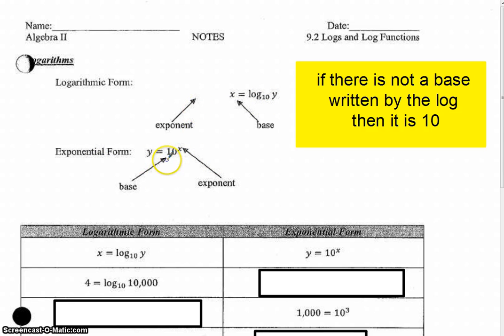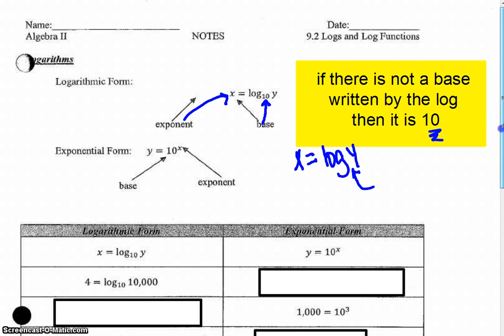Keep in mind that your base is what holds the exponent for exponential. It is what is written down low as a subscript in logarithmic. Your exponent is what's up high in the exponential, and it is the number that's by itself in logarithmic. If they do not write a base, if it just says x is equal to log of y, when there is not a base down there, then your base is 10.